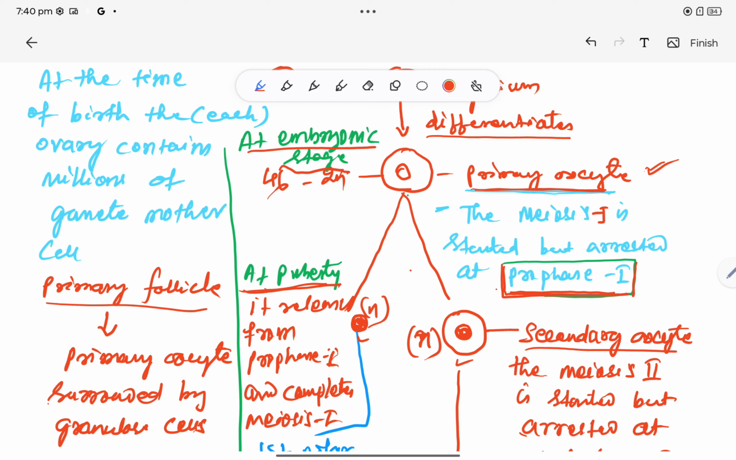The primary oocyte enters into meiosis 1. Meiosis 1 starts when the oocyte is in the embryonic stage. Meiosis 1 started but arrested at prophase 1. It stopped at prophase 1. So when a baby girl is born, it is born with millions of primary follicles in each ovary.